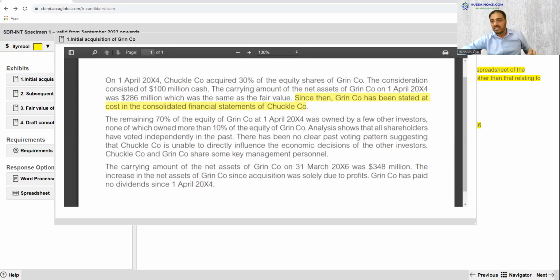Chuckle has stated the Grin company investment of 30% in the consolidated balance sheet at its cost. But the question is, how to treat this 30% investment in the consolidated balance sheet. That's important. Here, the remaining 70% of the equity of Grin, at 1st April X4, was owned by a few other investors, none of which owned more than 10% of the equity of Grin company.